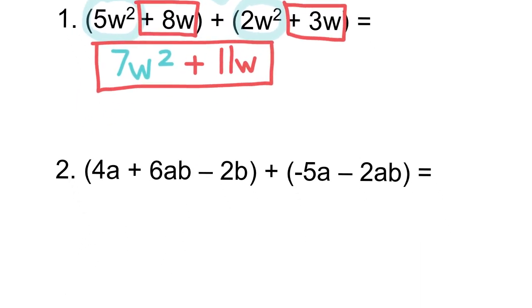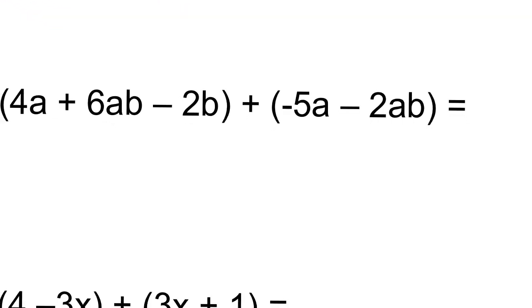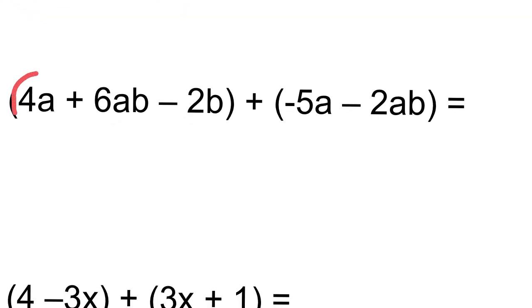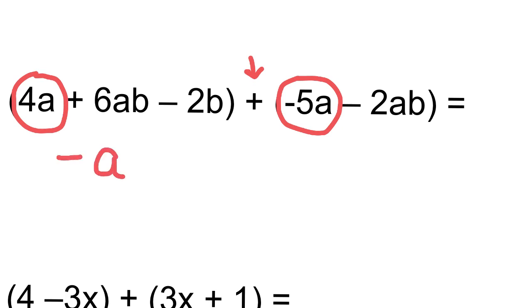Let's look at number 2. Find the like terms. We have 4a, and we need to note that that's a plus sign. And we have negative 5a. The signs are different, so we subtract. 5 minus 4 is 1, and you keep the sign of the bigger number, so that'd be negative. And it's an a. We don't have to put the understood 1 there, so it's negative a.